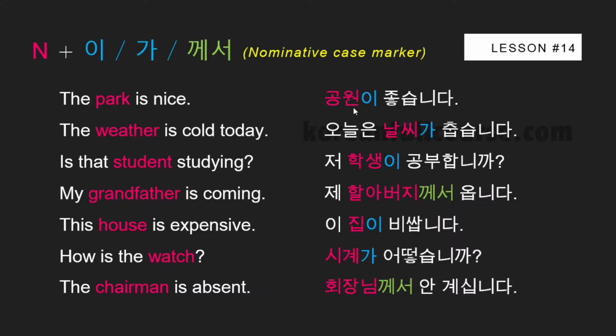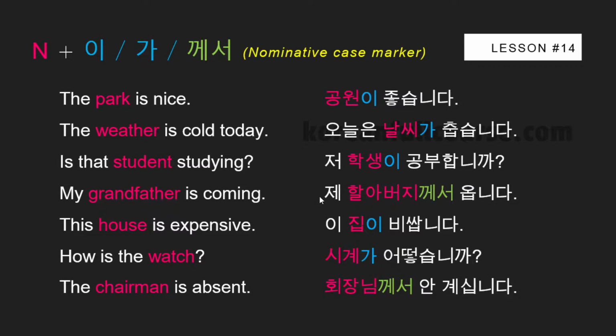공원, the last letter is a consonant. That is why we used 이. 날씨, the last letter is a vowel, so I put 가. 학생, ㅇ is a consonant, so I used 이. 집, this is a consonant. In 시계, this one is a vowel.